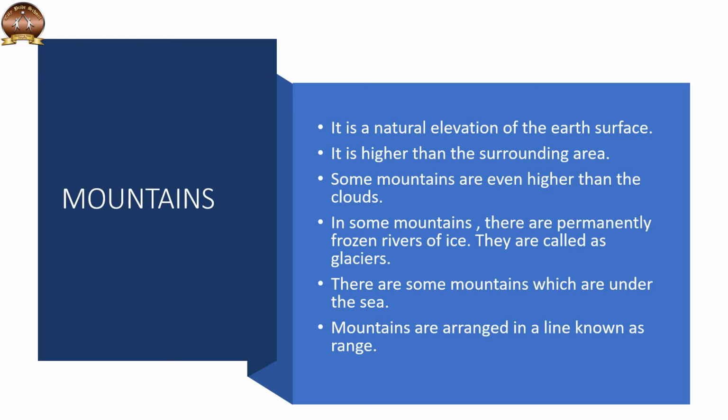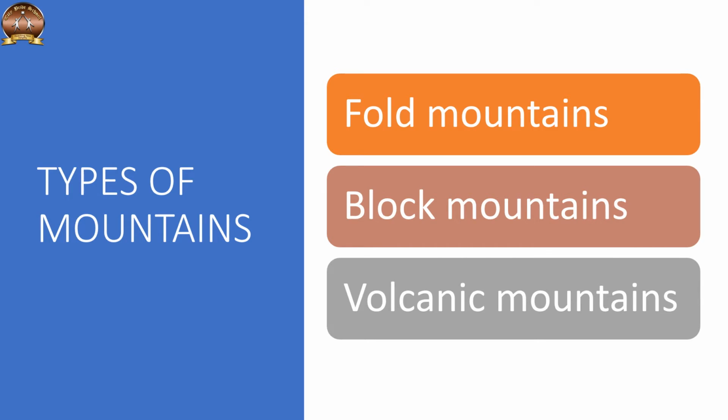Mountains may be arranged in a line which is known as a range. Many mountain systems consist of a series of parallel ranges extending over hundreds of kilometers. Example, Himalayas in Asia, Alps in Europe. Mountains vary in their heights and shape also. There are three types of mountains: fold mountains, block mountains and volcanic mountains.